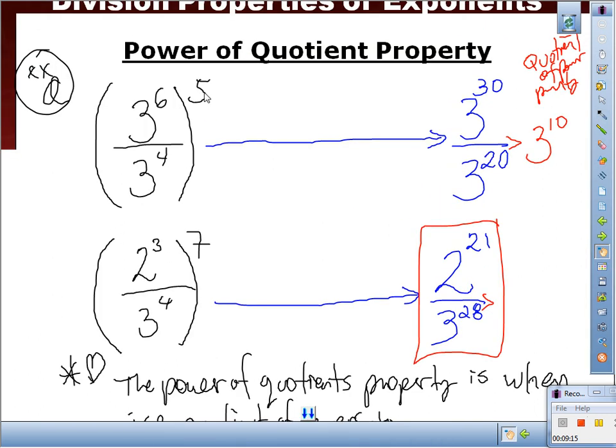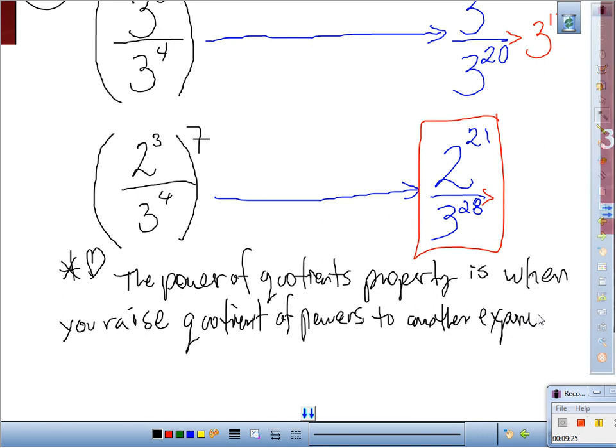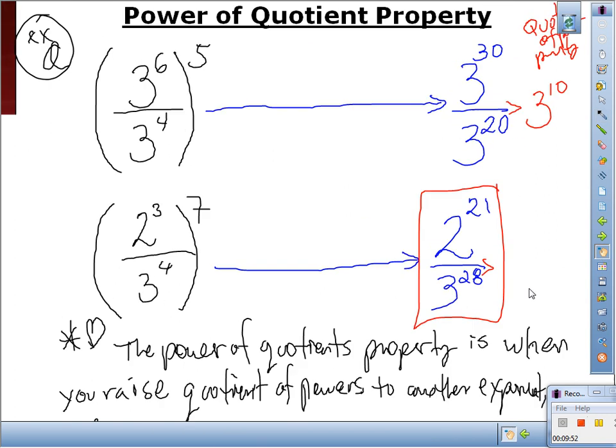Couple more, guys. What are these called? To another exponent. There you go. Another exponent. Comma. Pass it to someone, Brody. Fatima, finish it off. It says the power of quotients property is when you raise quotient of powers to another exponent, comma, we what? Okay, so now we're here and we go to here. What's happening from here to here?